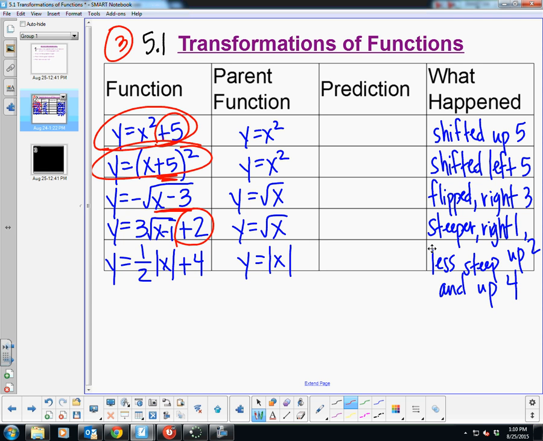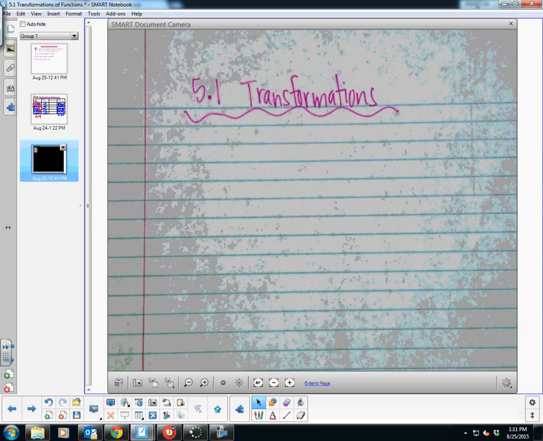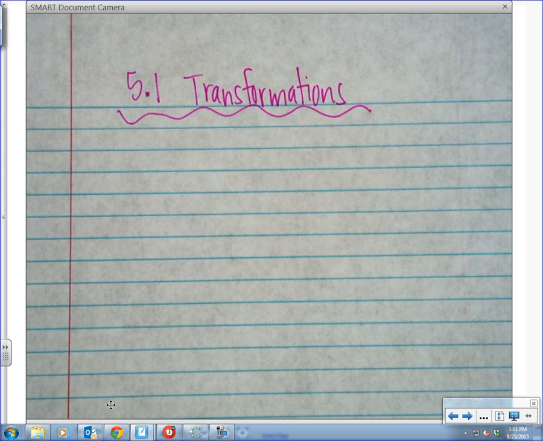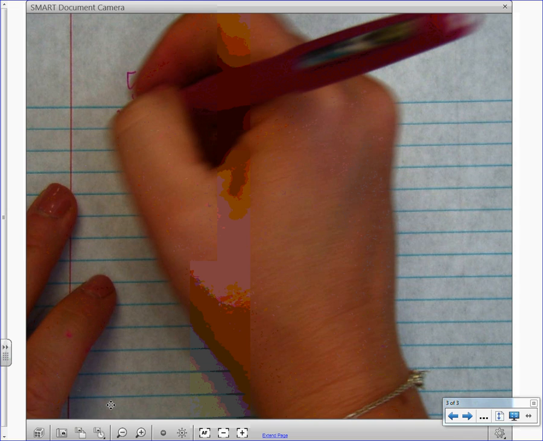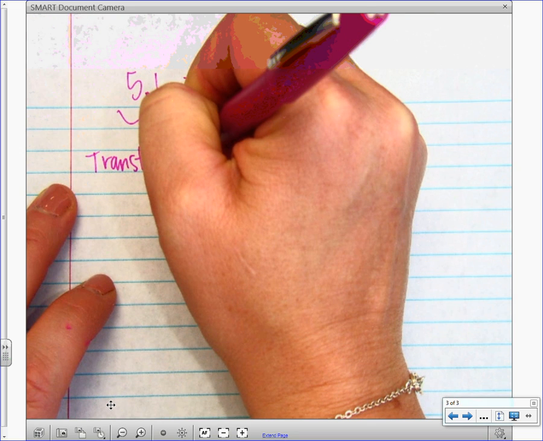What if on this one I had 1/2 x plus 4 in the absolute value? Would that still go up 4? No, that is going to shift it left 4 because it's in the actual operation of the function, okay? All right, so let's write these rules down under the table. You guys have in your notes? I want you to write this. So transformation rules, we're going to write.